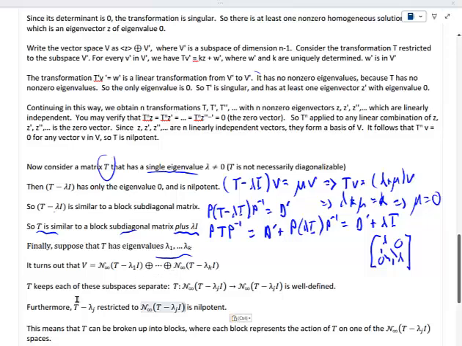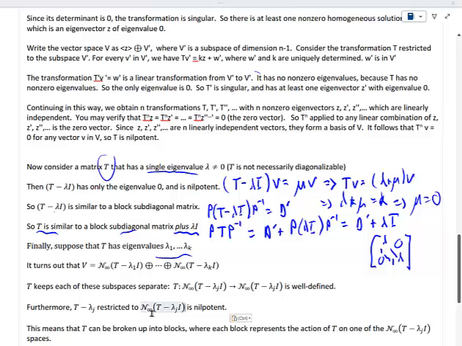Furthermore, T minus lambda j restricted to this subspace is nilpotent, and that actually follows from the definition of N infinity. It just means that any vector in here, when you keep applying T minus lambda j to it, you end up with 0.